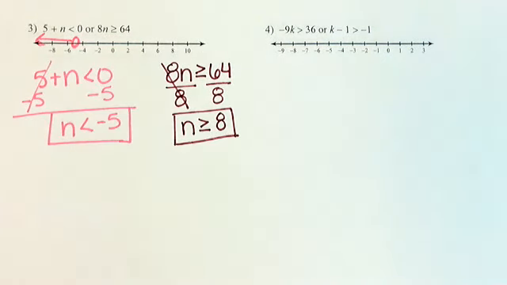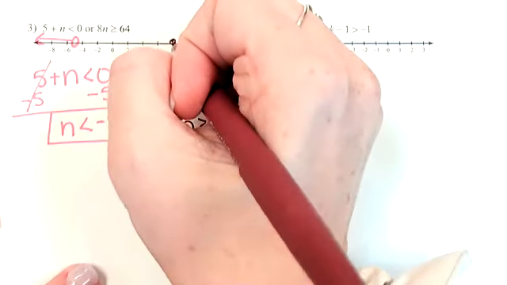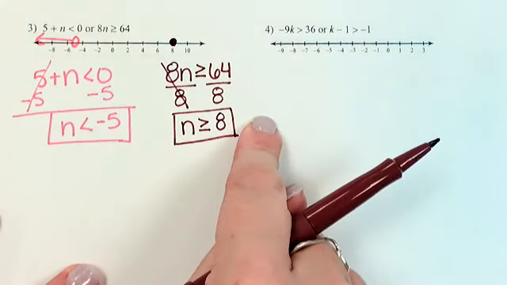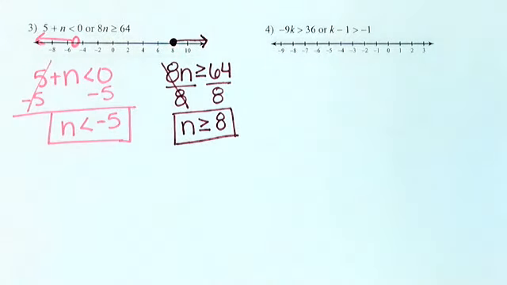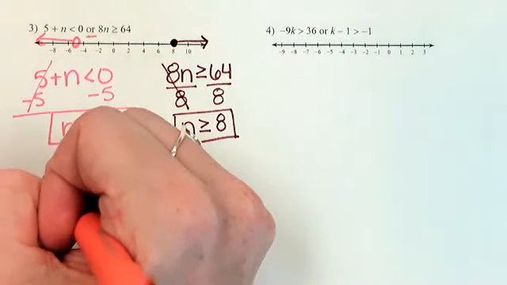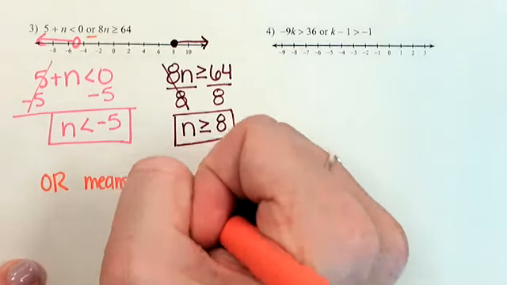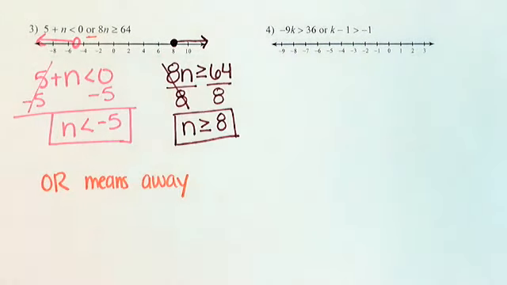Now at 8, we're going to have a closed circle because there's a line underneath. So at 8, we draw our closed circle. And this arrow is pointing to the right, so we draw our arrow to the right. So if you notice, whenever you have an "or," it means away. All right, whenever you see an "or" here, your arrows are going to go away from each other.